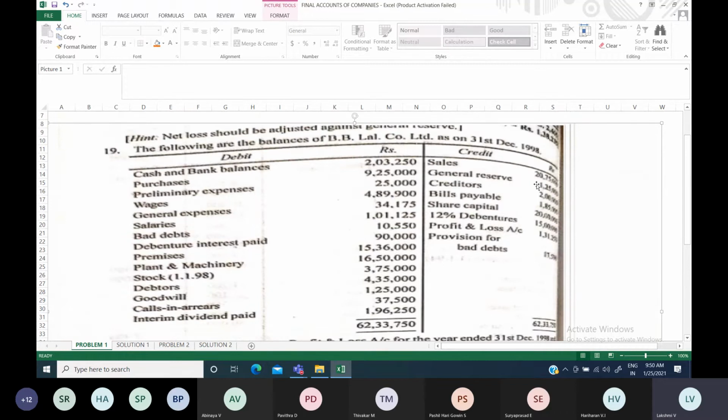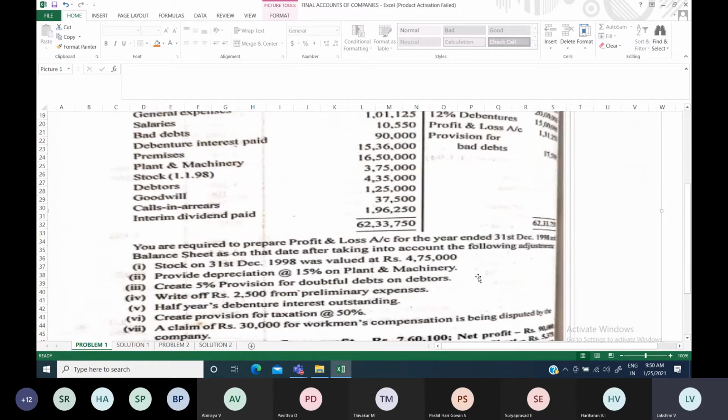Moving to the credit balances: sales completed; general reserve, balance sheet liability side; creditors, balance sheet; bills payable, balance sheet; provision for discount on creditors would come here. Nothing is given, so you can just leave it out. Bills payable completed; share capital, liability side; debentures interest, just now we have finished the outstanding interest. Profit and loss account means only the P&L appropriation account will go. This one we have completed.